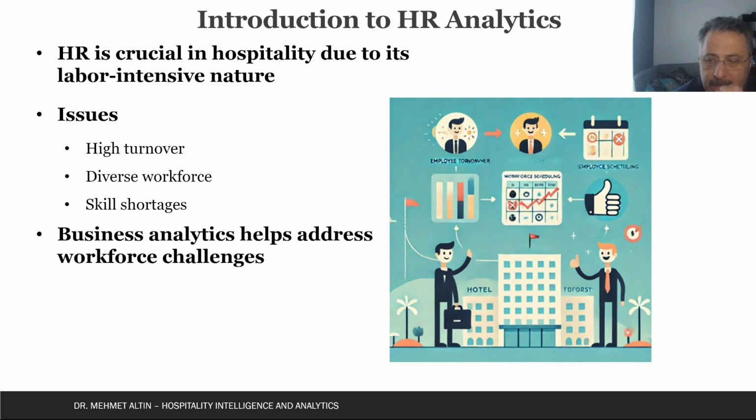Now, one other thing is that hospitality is evolving, and with that evolution comes a demand for new skills. Whether it's digital literacy for online booking systems, specialized culinary expertise, or adapting to an AI-driven world, there is always a skills gap to address. In some cases, businesses struggle to find qualified candidates for key roles. So HR analytics might be able to help companies identify skill shortages, predict future training needs, and design development programs that keep the workforce competitive in a fast-changing industry.